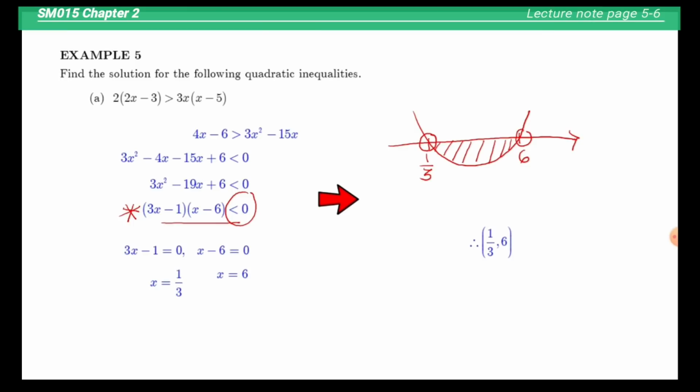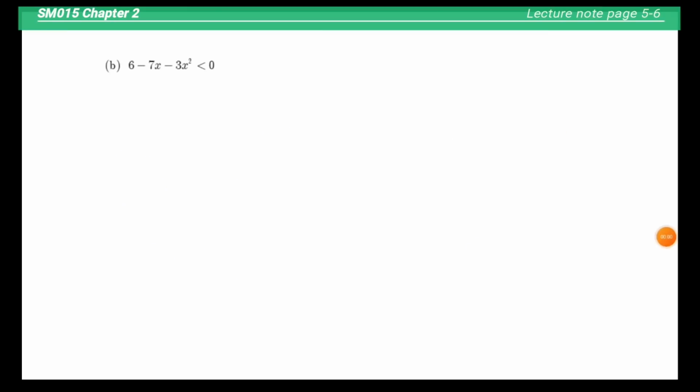Now let's check out another example that we have here. For question B, we have 6 minus 7x minus 3x squared less than 0. So to solve our quadratic inequalities, we need to make sure that it is in the form of ax squared plus bx plus c on our left hand side and 0 on our right hand side. So I need to rearrange that negative 3x squared to be in the front. So I'll have negative 3x squared minus 7x plus 6 less than 0.